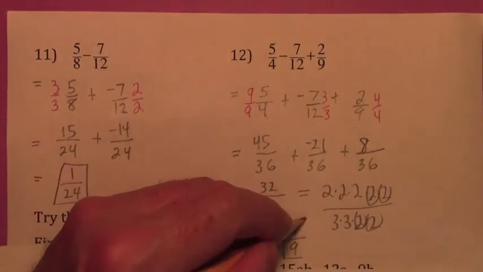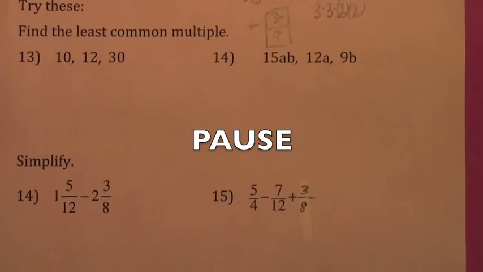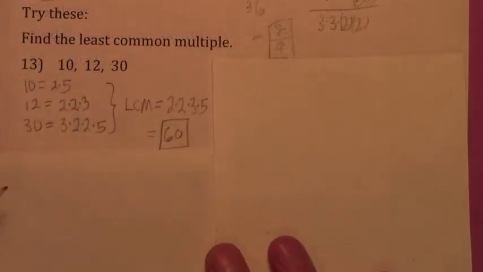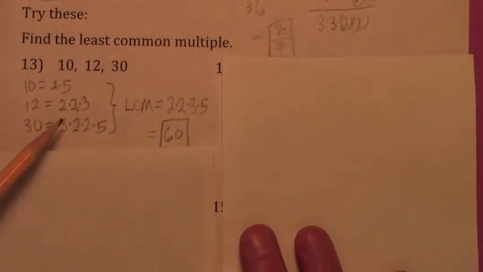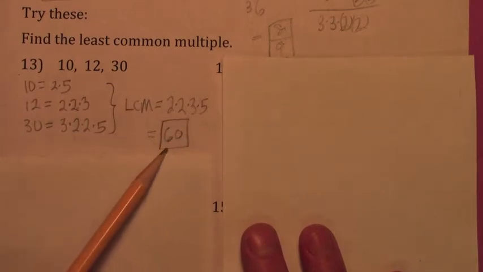There you go. See? All right, well, why don't you try these, and we'll go over these in just a minute. Okay, here we go. So you factor each of them, right? And you use each factor the number of times it occurs the most. So I get you need 2 2's, 1 3, and 1 5, which is 60.